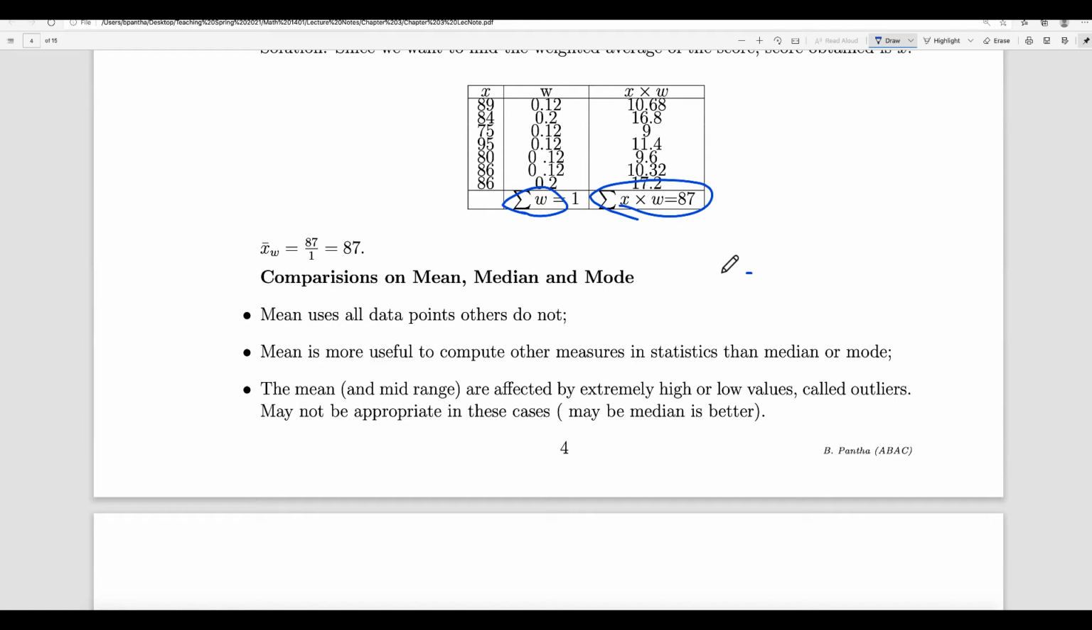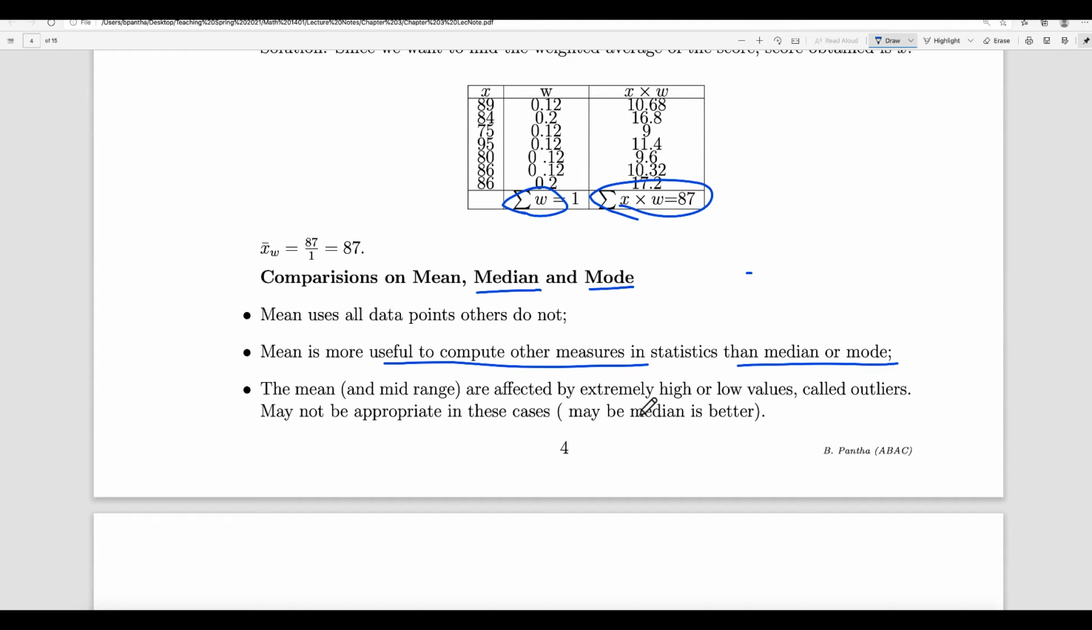Median does not use all the data. Mode does not use all the data, because median only finds the middle value, and mode finds only the number that is repeated most. And mean is more useful to compute the other measures in statistics than median and mode. The mean and mid-range are affected by extreme high or low values. For example, if there is a very big value, the mean will be affected by that, because when you add them, then the sum will be big, right? But if you are finding the mode or the median, it is not affected by the big or small value.